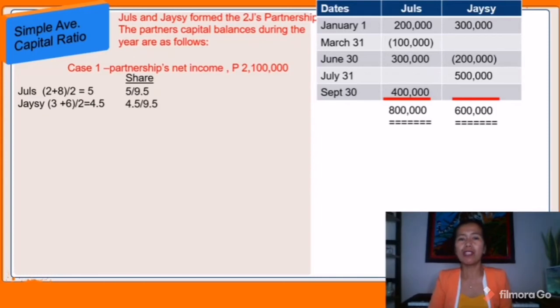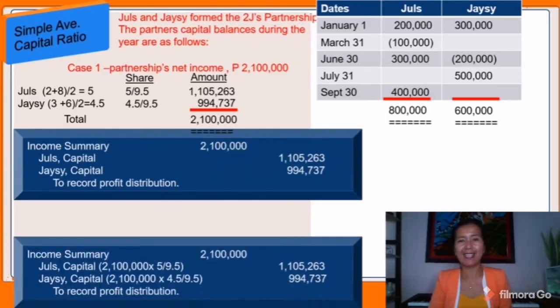So their respective share would be 5 over 9.5 times 2,100,000. That gives us 1,105,263. And for JC, that's it. And the total of the two shares is 2,100,000. And this is our entry.